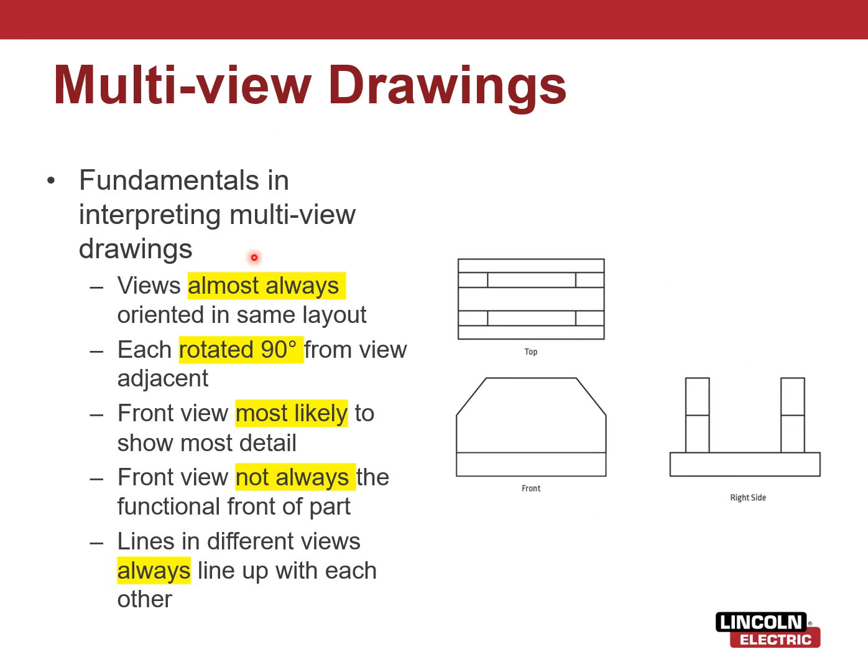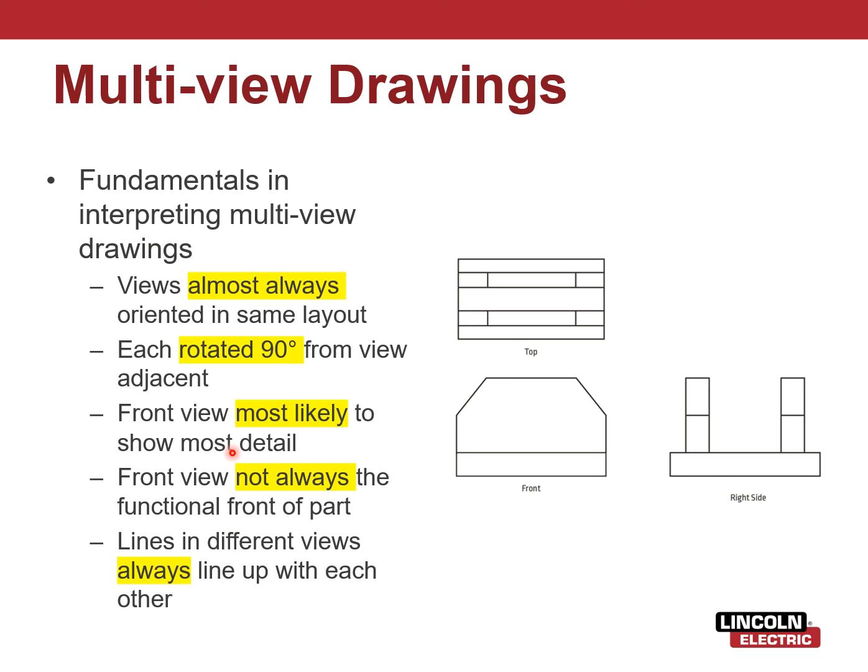All right, so views are almost always oriented in the same layout. Okay, it's always going to have the front view, always, and it's always going to be top, right, left, bottom, and then second one down would be the back. All right, so regardless of what it looks like in the 3D rendering, a multi-view drawing is always going to be front, top, right, left. Okay, just remember that. Each rotated 90 degrees. So each one of these directions is just a 90-degree angle offset from the front view.